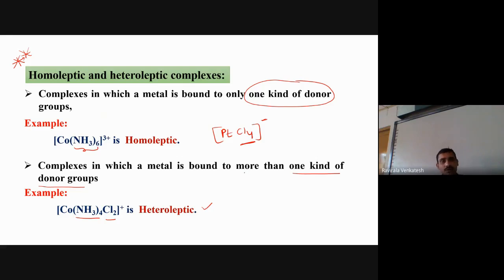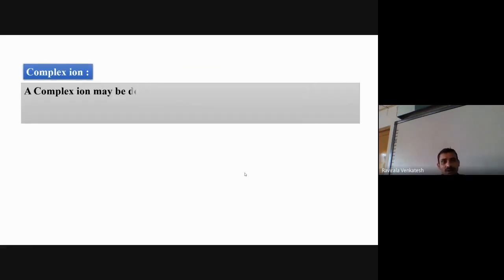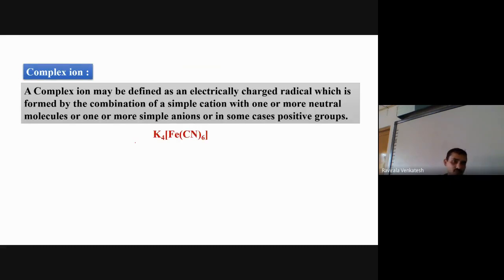Heteroleptic complex compound has different types of ligands present. They are called heteroleptic ligands. Complex ion: what is called a complex ion? Anything which is an electrically charged radical, formed by the combination of a simple cation with one or more neutral molecules or simple anions, in some cases positive. So, very simply, this is the complex ion.